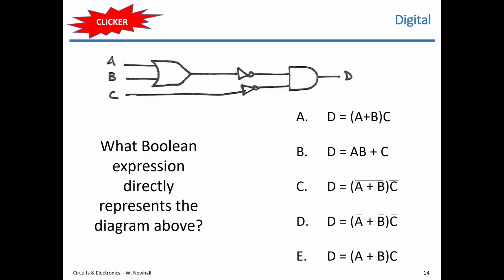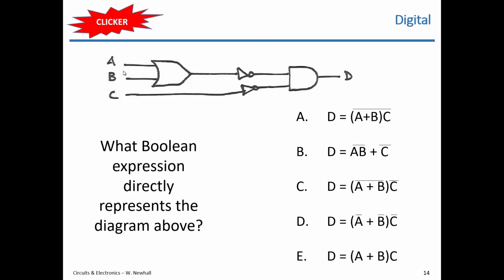So you have this logic circuit. What Boolean expression directly represents that circuit above? Let's start talking about this. I want to figure out what this end logical expression is. What is D equal to?